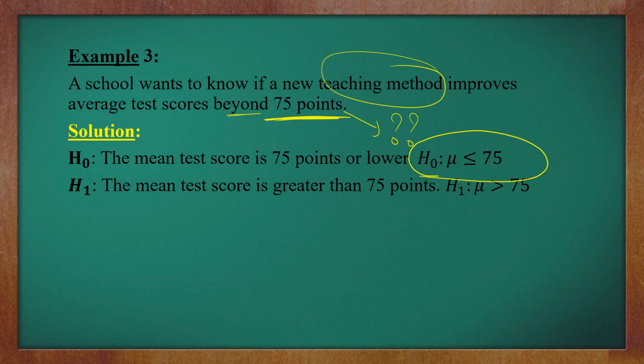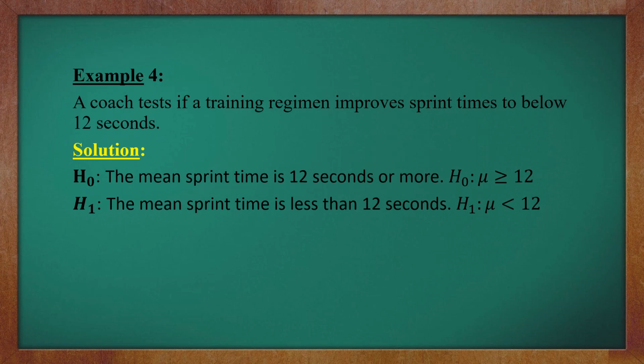Might be, class, the idea is clear to you. Now, one more example to discuss. You can see this example again. We are talking about a coach's test. If a training regimen improves sprint times to below 12 seconds, meaning a coach is giving training to a student, and after training he wants to see that his sprint time is less than 12 seconds, less than. But null hypothesis means there is no difference.